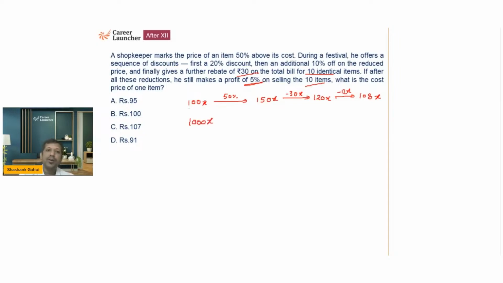Now the profit is how much? The profit is going to be 5%. So what is going to be the selling price of 10 articles? That is 1050x. That is equal to the selling price of 10 articles, which is 1080x minus 30, because an additional 30 rupees discount is given. So from here I can say 30x is equal to 30. So x is equal to 1. So what is the cost price of one article? That is 100x, or I would say 100 rupees.